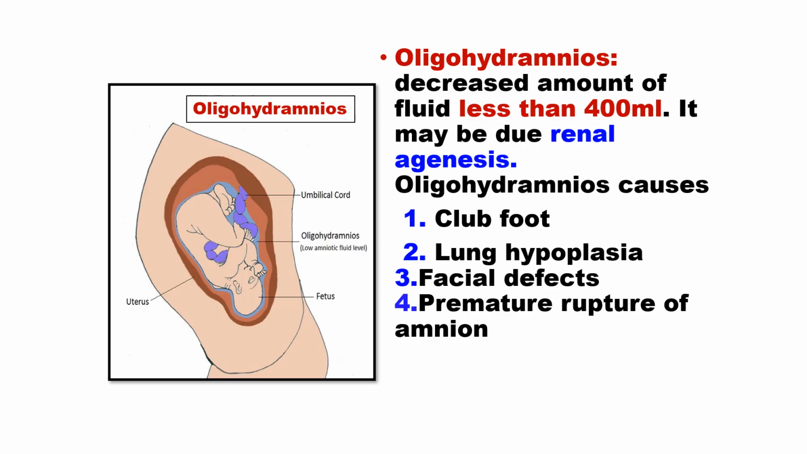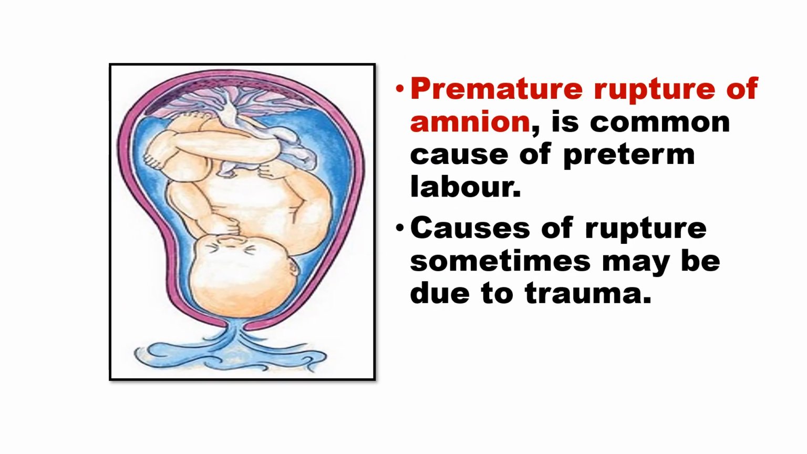Oligohydramnios is a decrease in the amount of fluid to less than 400 ml, and it is mainly due to renal agenesis. Oligohydramnios can cause clubfoot, lung hypoplasia, facial defects, and premature rupture of the amnion. Premature rupture of the amnion is a common cause of preterm labor. The rupture sometimes may be due to trauma.